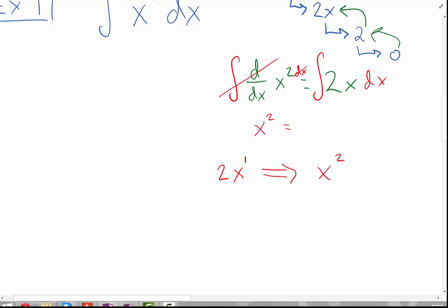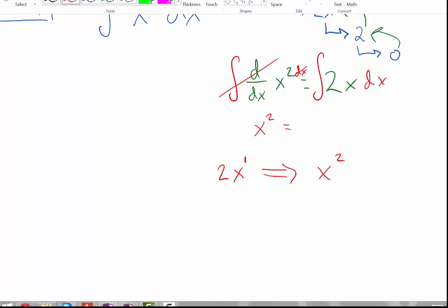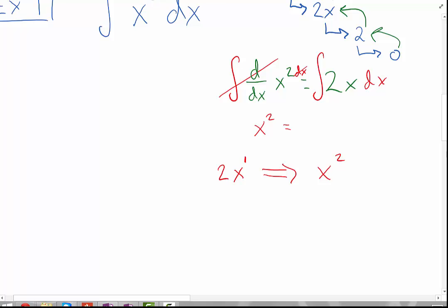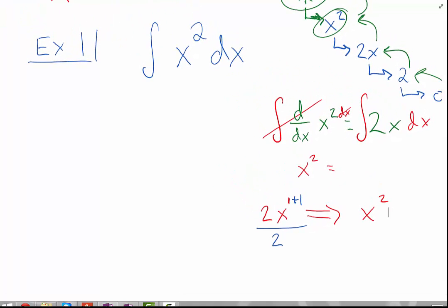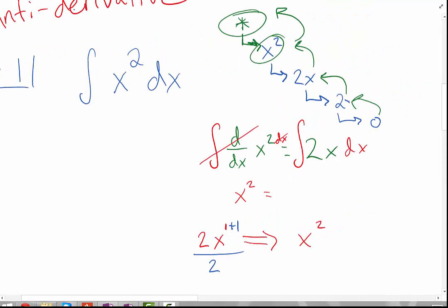Well, this is like 2x to the first power, and we need to get that first power to be the second power. So we're going to add 1. And then we want to get rid of the coefficient. We want to simplify it out, so we're going to divide by 2. That's the general theory. We'll get more into it later. But basically, if we're going to take the integral of x squared, because that's what I asked you to do, it is going to go up the ladder. Right here, it's like x to the 0th power, x to the first power, x to the second power.